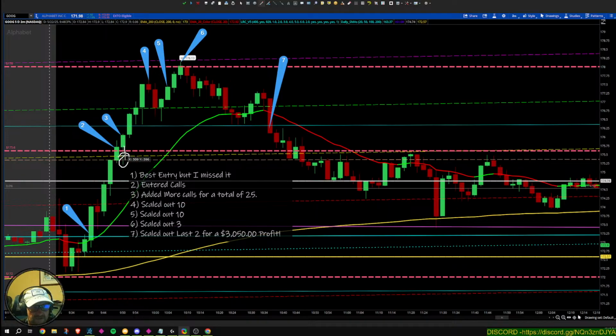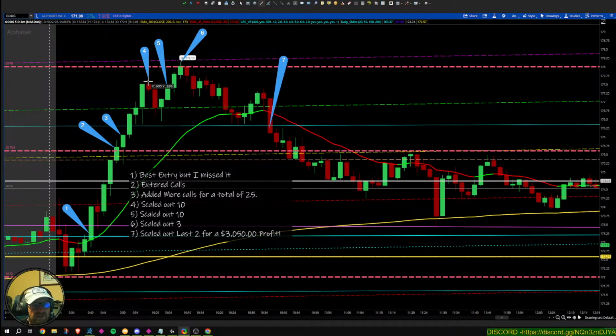It came down and wicked, and the buying pressure pushed it right back up, which once again I called out to the group, hey, I'm adding if this gets buying pressure. And sure enough, it did. I saw the buying pressure come in. I entered 20 more, so I had 25 contracts at this point.